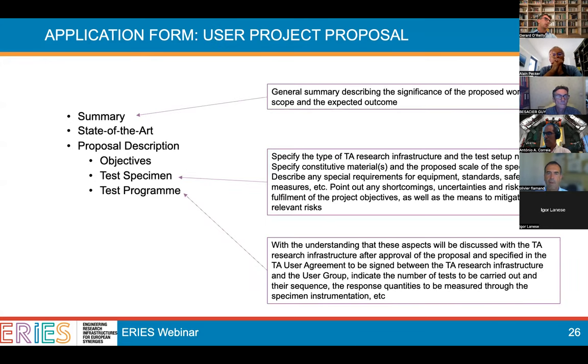So then we get to the actual user project proposal. This is section 3, if I'm not mistaken, within the application form. Here we follow more of a classical proposal kind of structure. We have the summary, state of the art, description of the proposal, and so on.